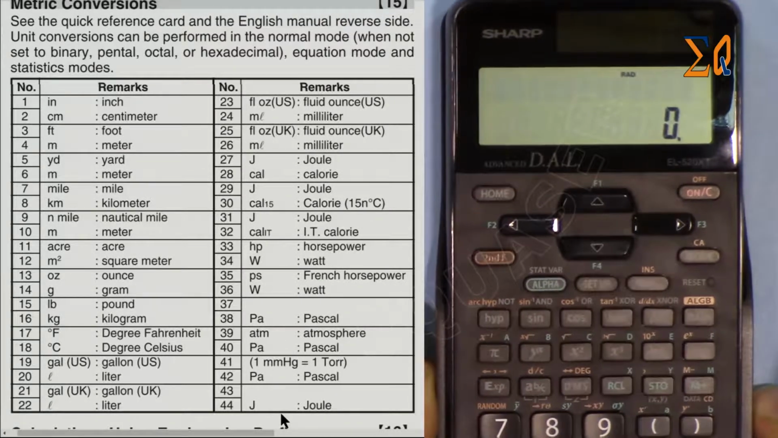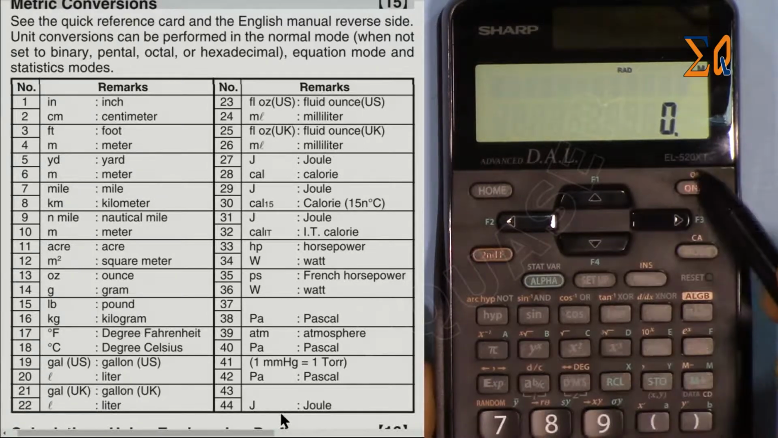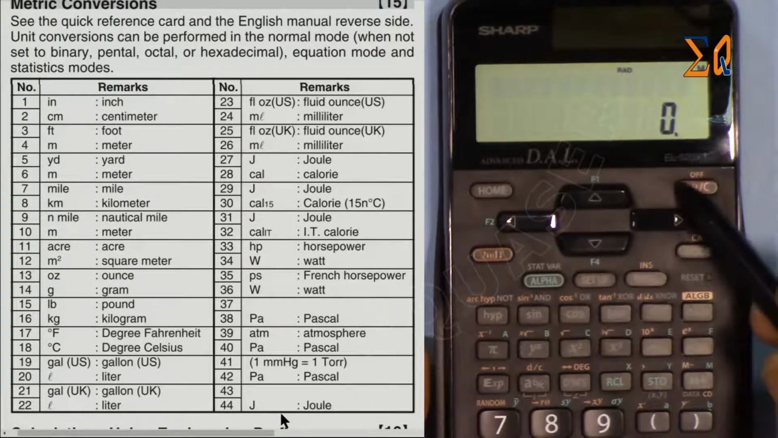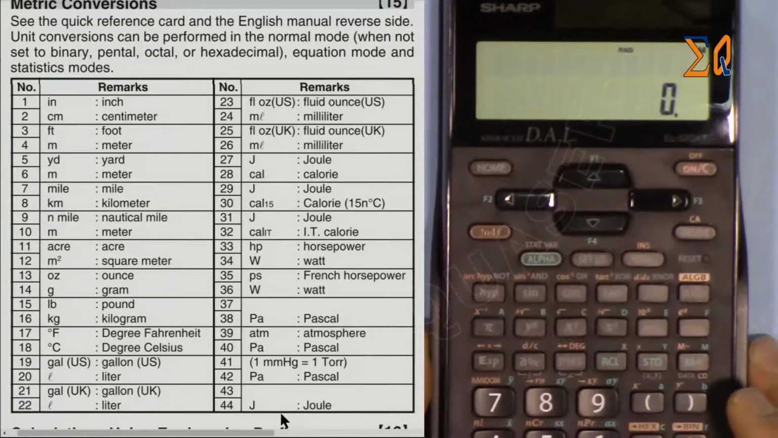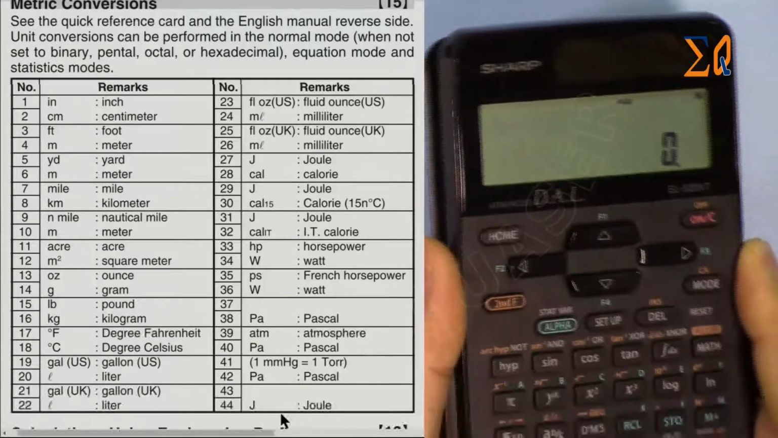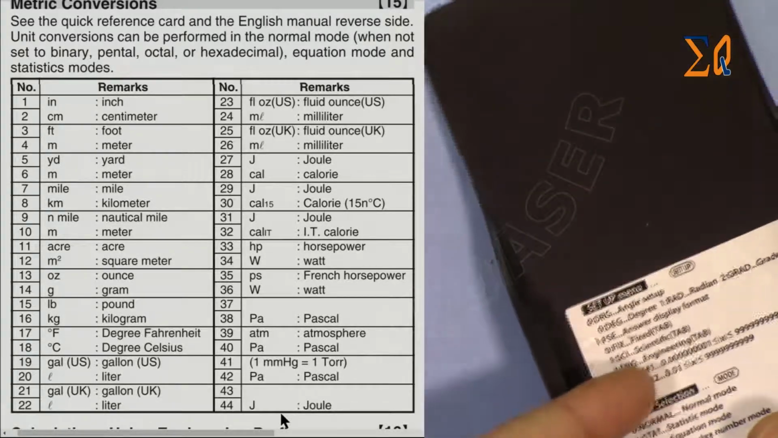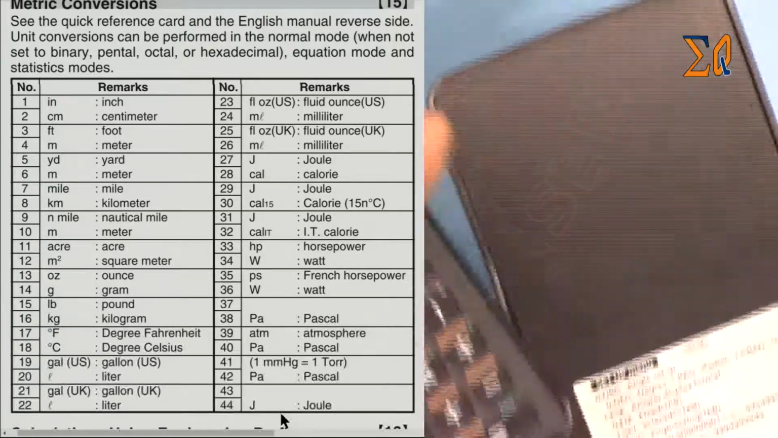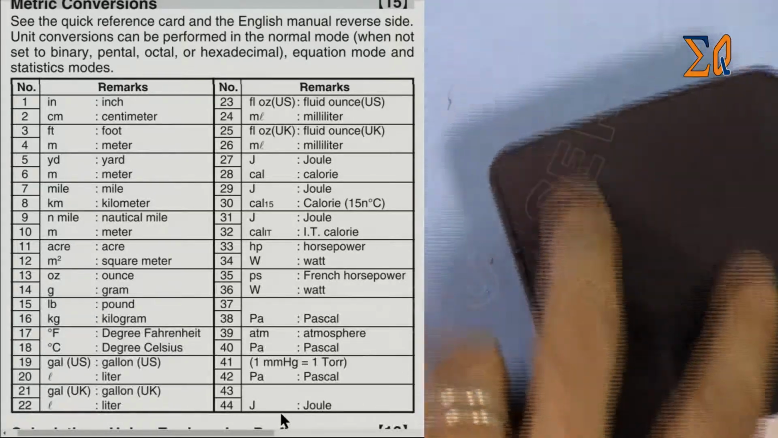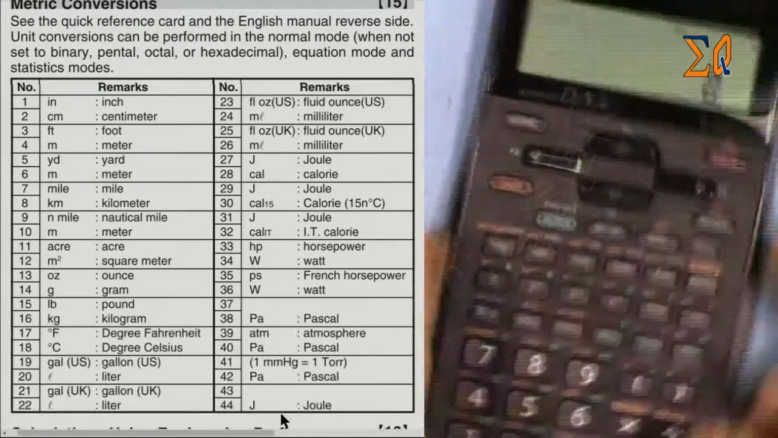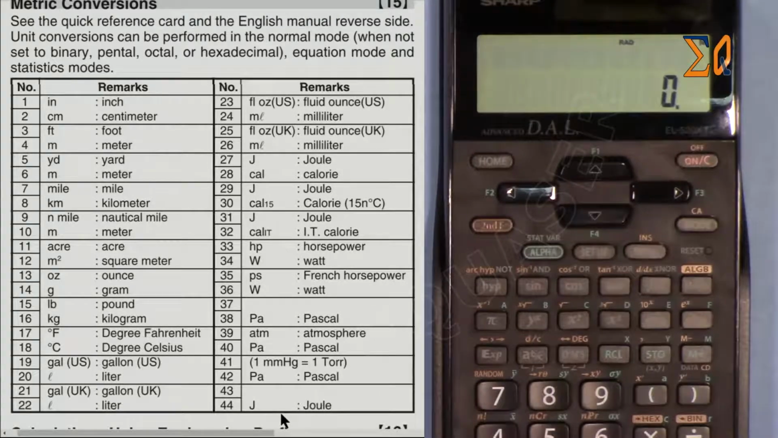In this video I'm going to show you how you can use this Sharp EL-520XT and EL-520X scientific calculator to do metric conversion. Unfortunately this calculator does not provide those constant numbers reference on this case. I don't know why they did that. I will suggest you print and attach it here, but I've opened the PDF from the manual, and it's here. So let's say you want to convert inch into centimeter.